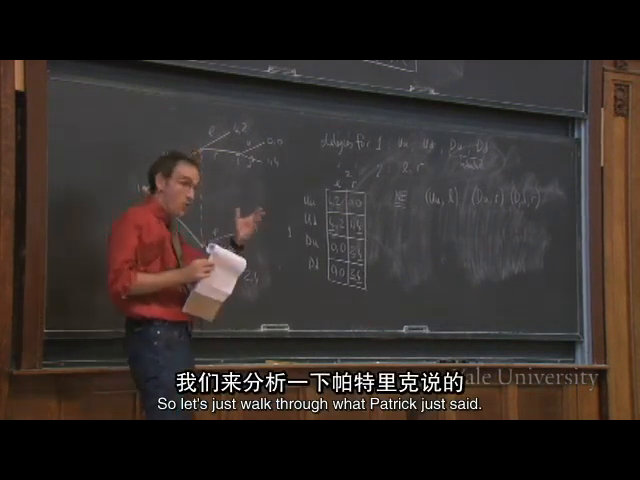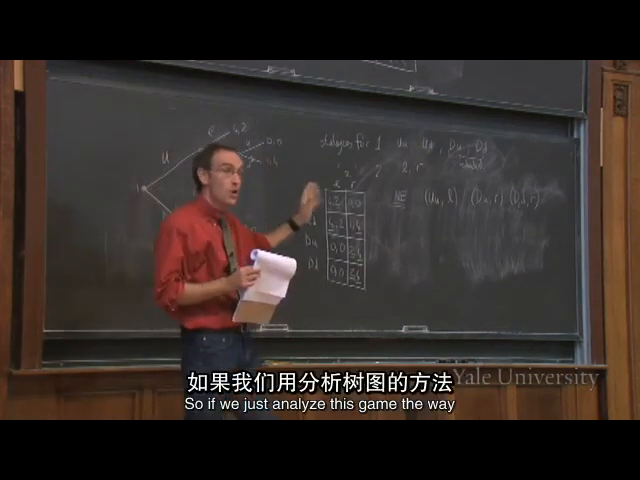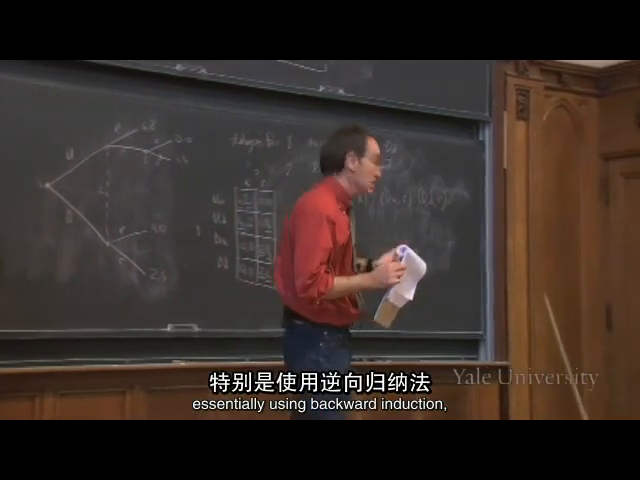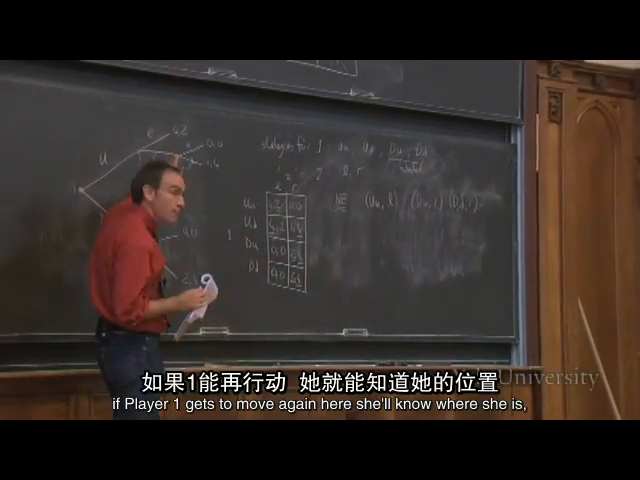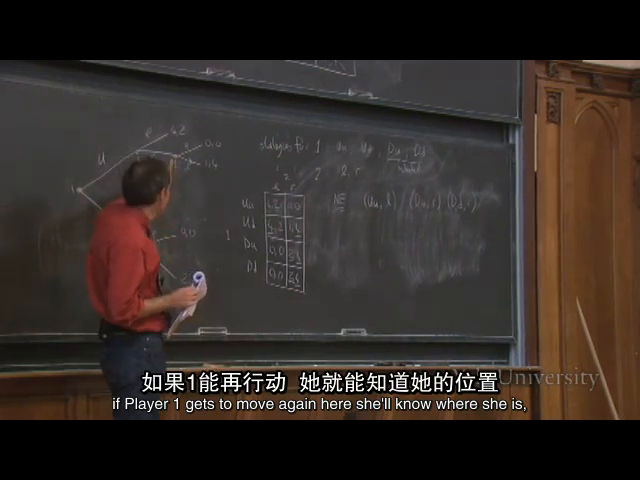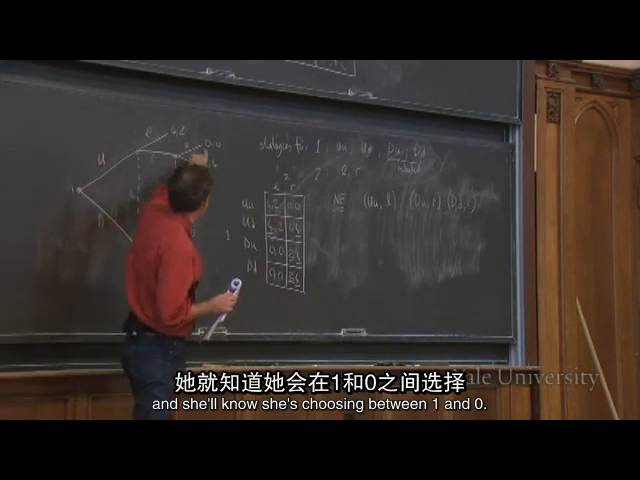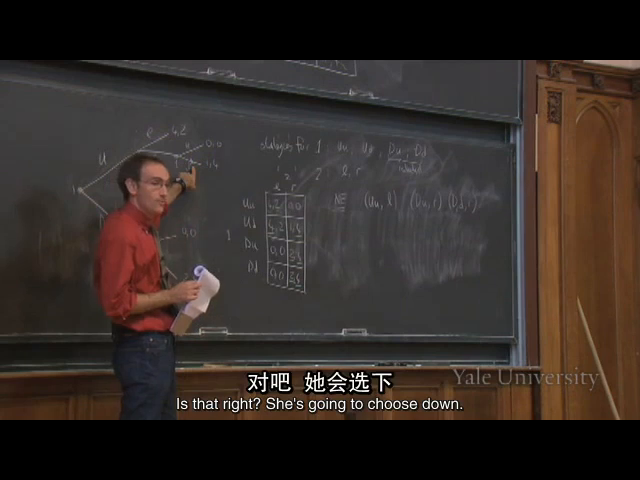Good, good. So let's just walk through what Patrick just said. That's very good. If we analyze this game the way we've been taught to analyze trees, essentially using backward induction, we first of all observe that if player 1 gets to move again here, she'll know where she is, and she'll know she's choosing between 1 and 0. She's going to choose down. Is that right? She's going to choose down.